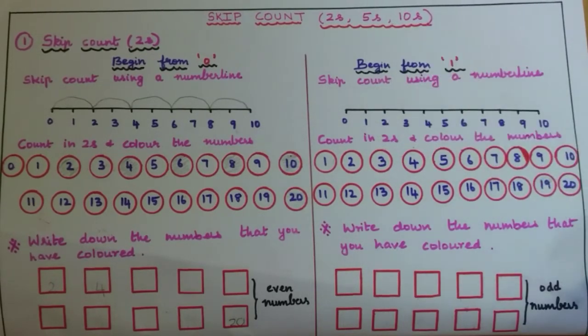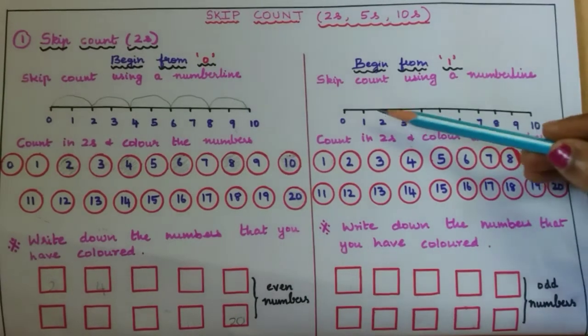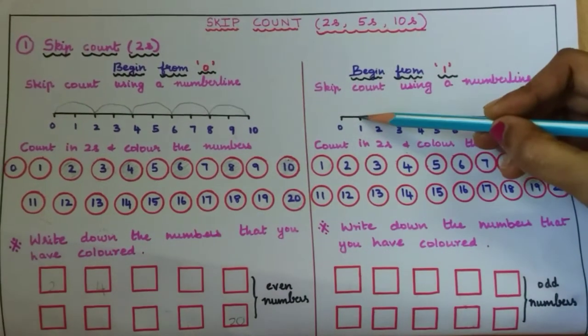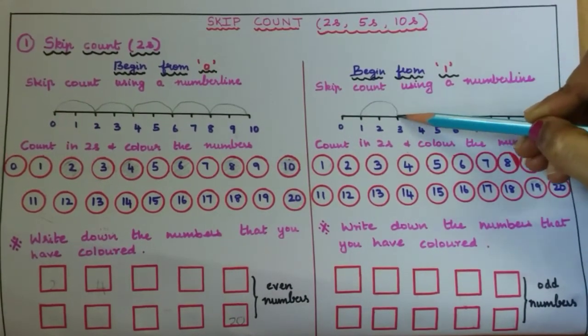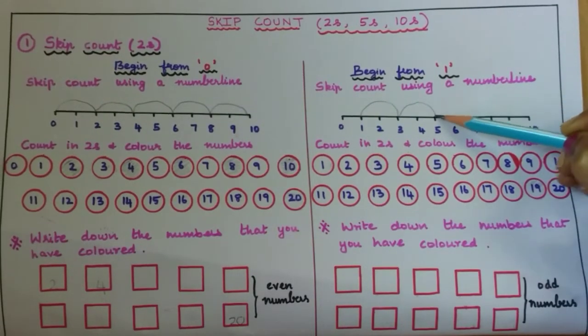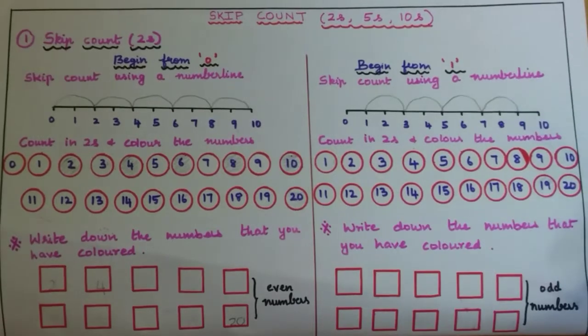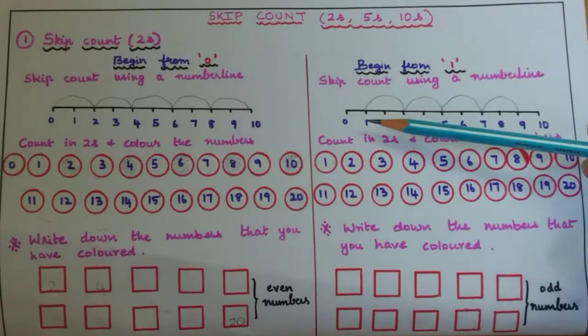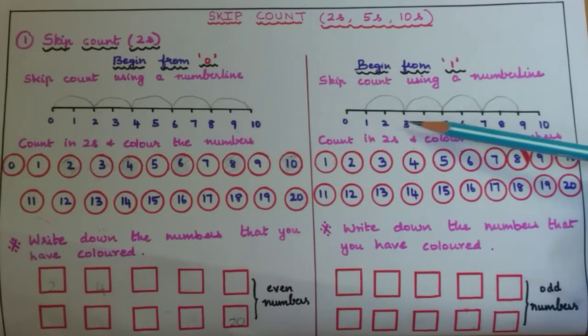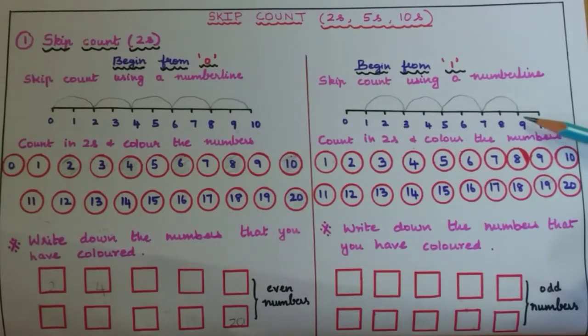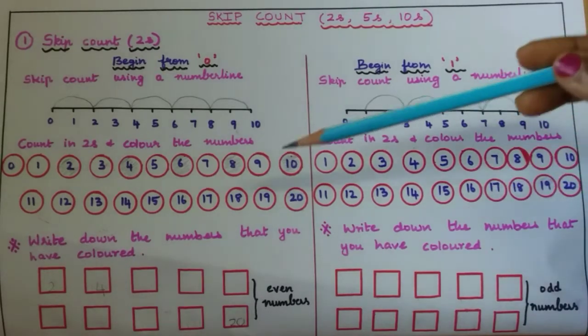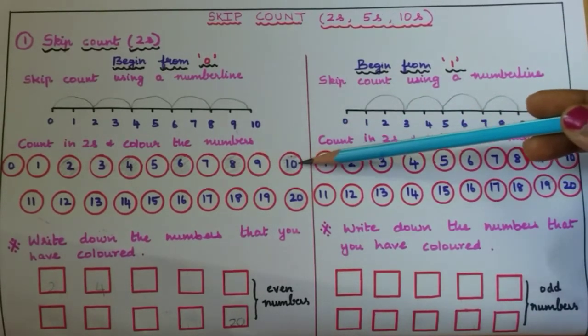Introduce a number line where the kids need to start from 1 and leave 2 and land in 3. Then leave 4 and land in 5. Leave 6, land in 7. Leave 8 and land in 9. Once this is done, when we look at the sequence, we find that they are just a series of odd numbers. So once they do this, ask them to count in twos and color the numbers given.